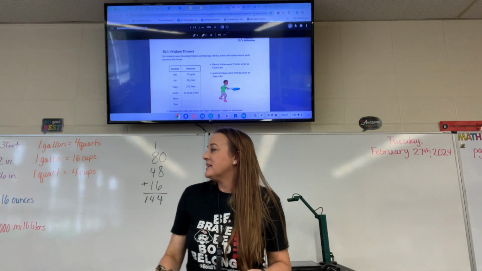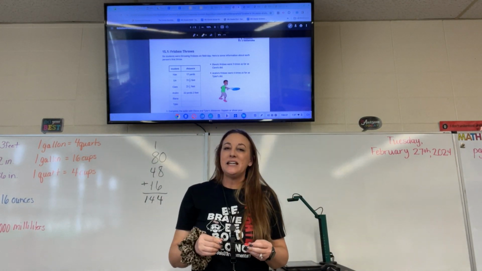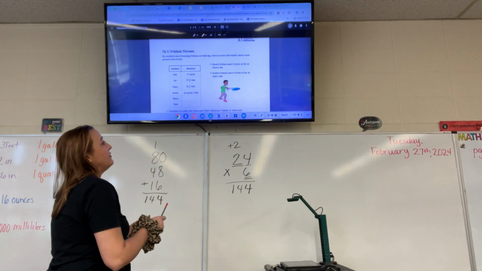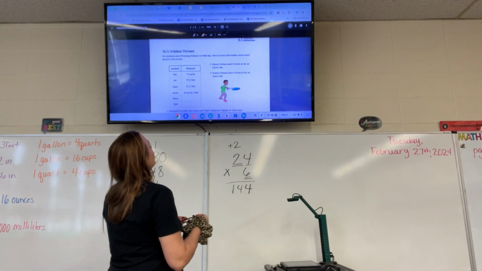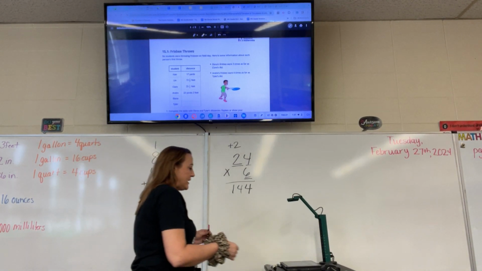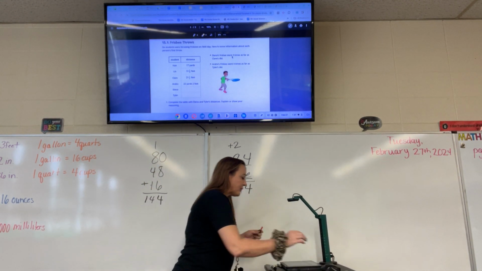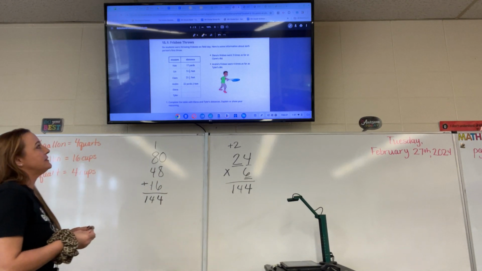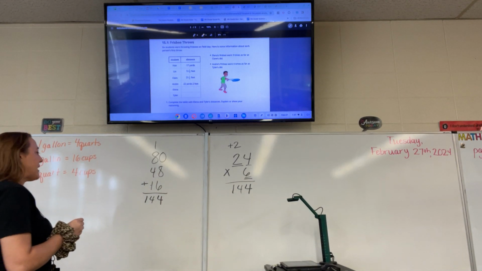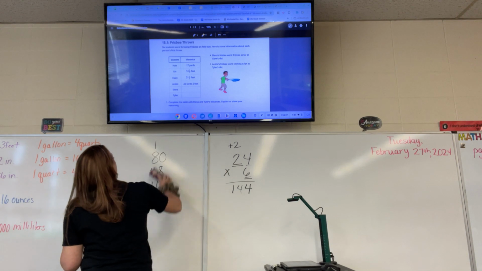We are doing lesson 5.15, length measurements. We've gone over the math warm-up, and now we are on page 73, Frisbee throws. 6 students were throwing Frisbees on field day. Here is some information about each person's first throw.